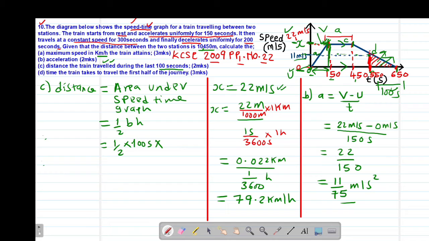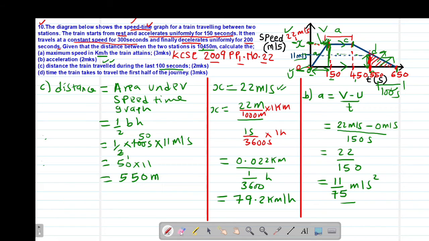Therefore, our height will just be 11 meters per second. So multiplied by 11 meters per second. Half of 100 is 50, so we are going to have 50 multiplied by 11, which is going to give us 550 meters. So this is the distance that the train traveled during the last 100 seconds.